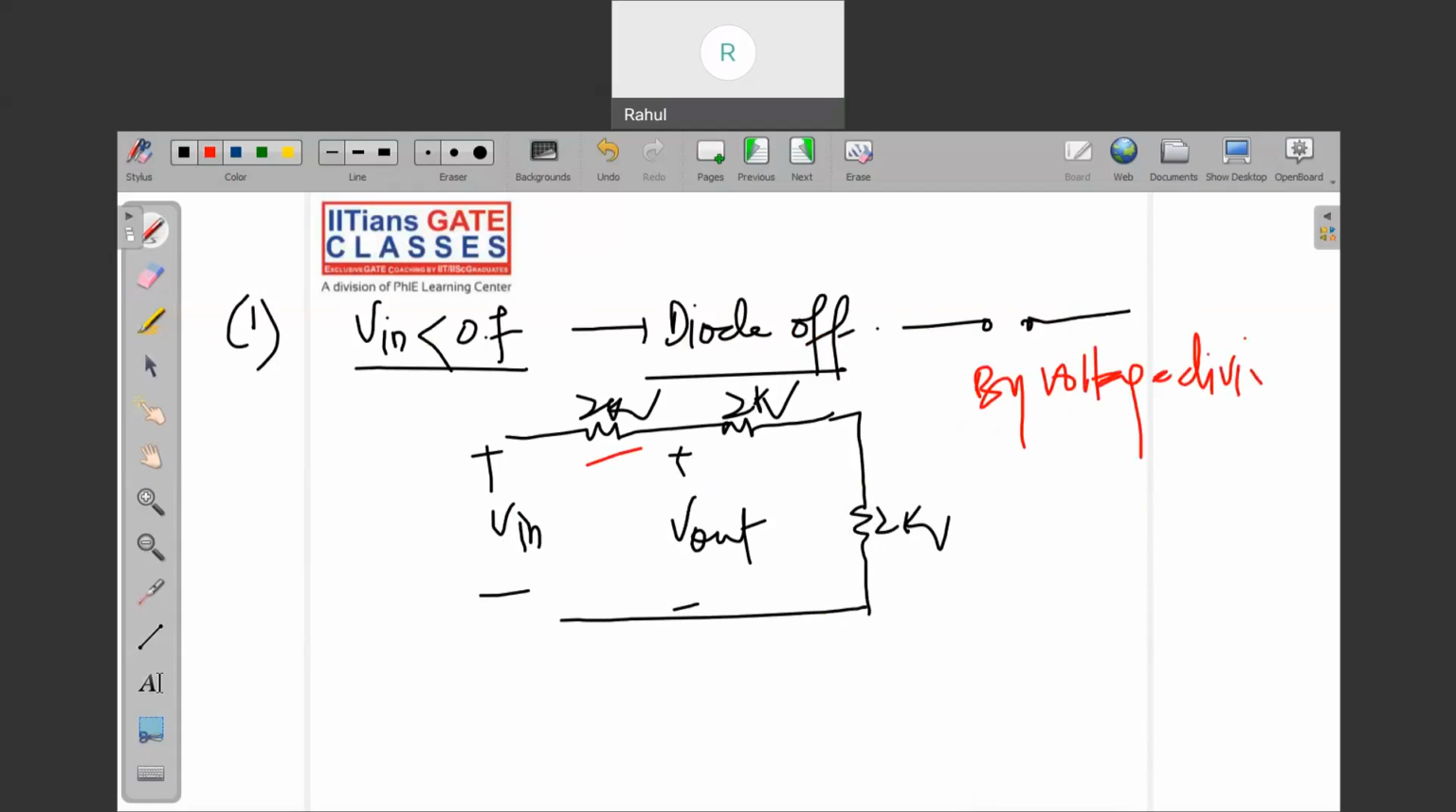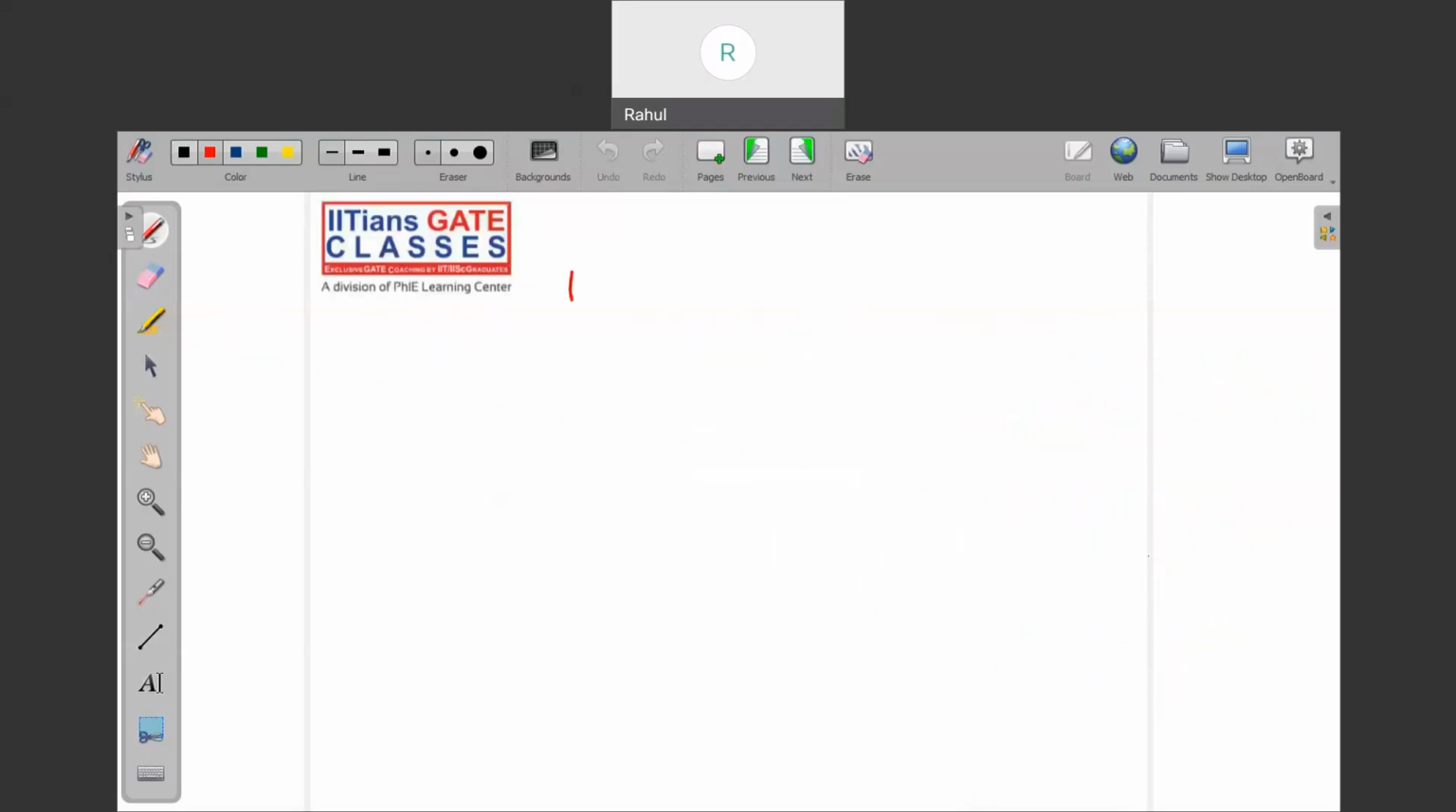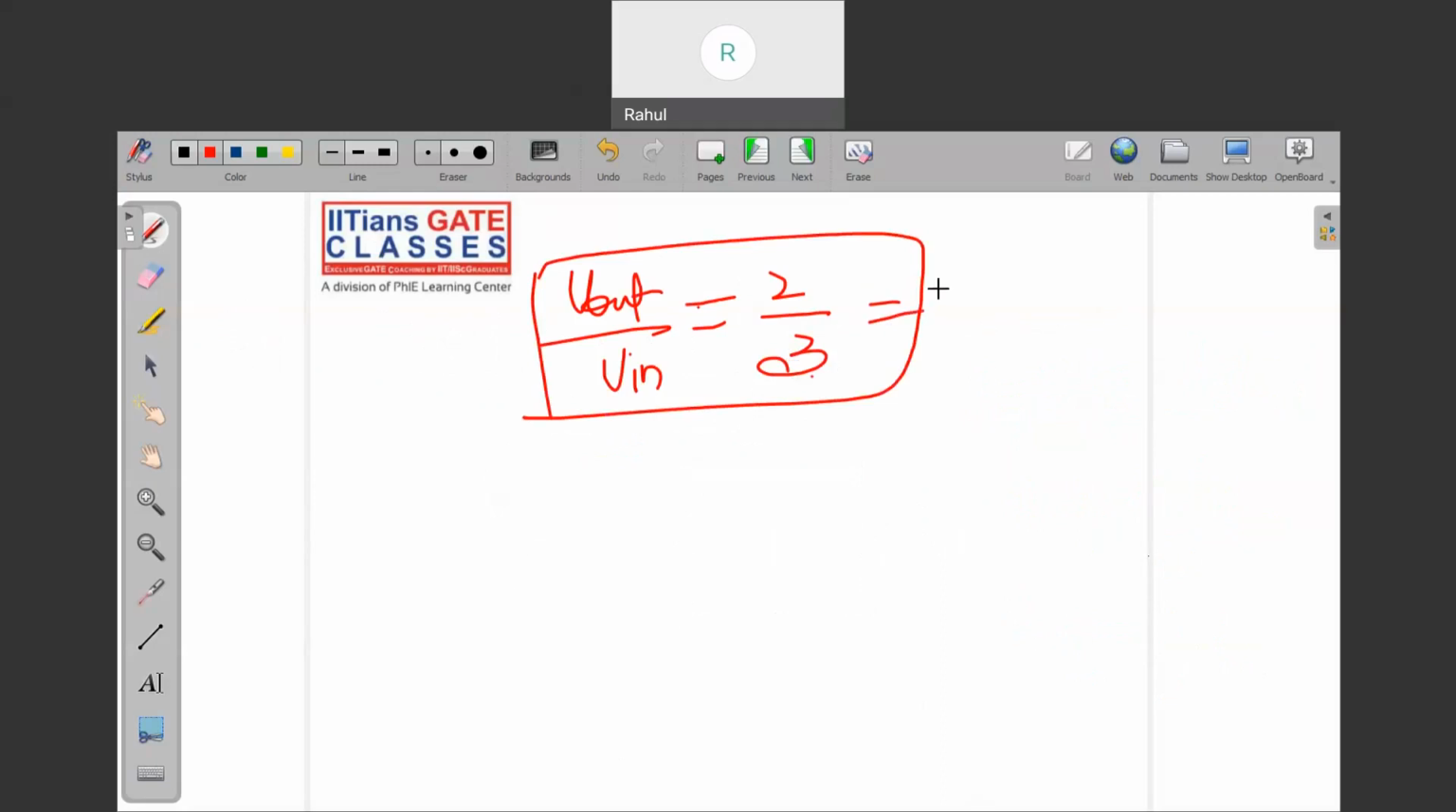By voltage division, V out is equal to 4 into V in upon the total, that is 6. So this will be 2 by 3 V in. From here you can compute V out upon V in, that is 2 by 3. This is the small signal gain.